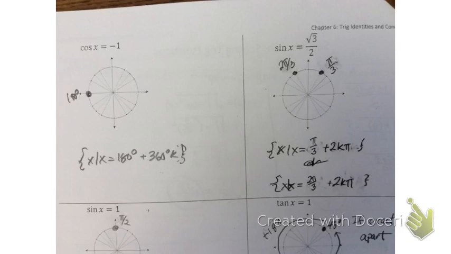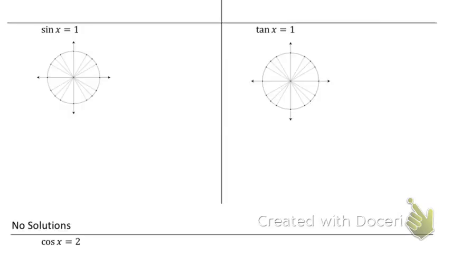All right. Oh, I'm sorry. I'm going to go too fast. All right, for sine of x equals 1, there's only one location that equals 1. And since it's my y value, it's way up here. I'm going to go ahead and use 90 degrees. So I'm going to do the set builder notation. Any value x such that x equals 90 degrees plus 360 degrees times k. That's not a 0, that's a k.